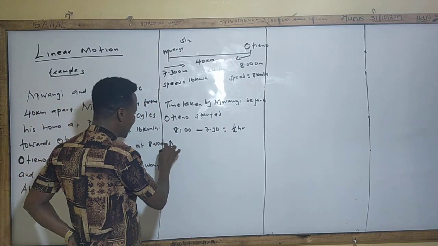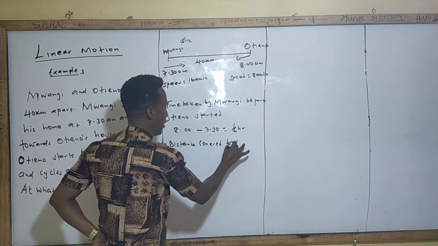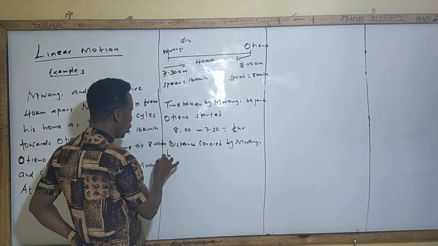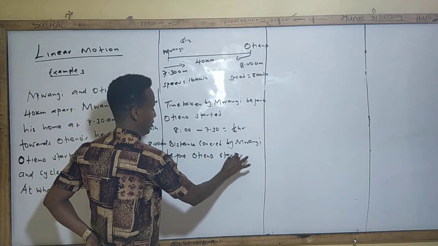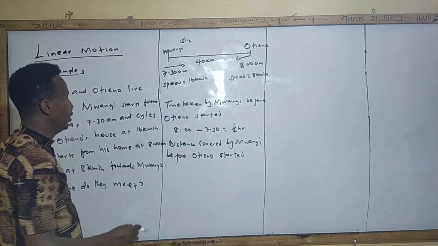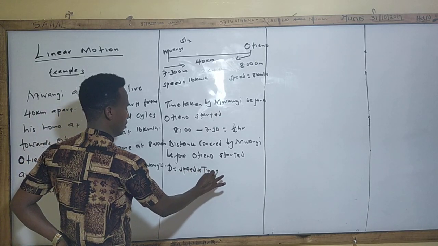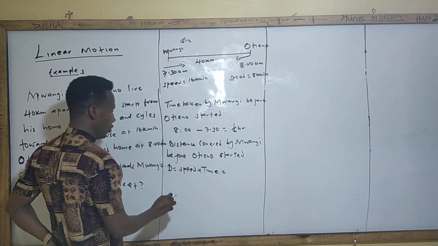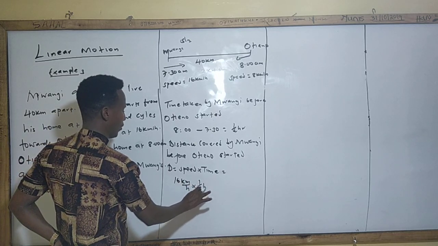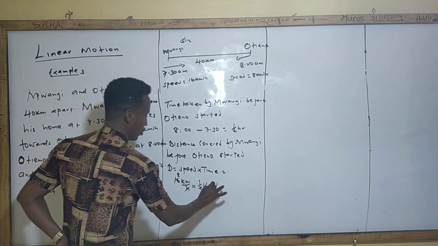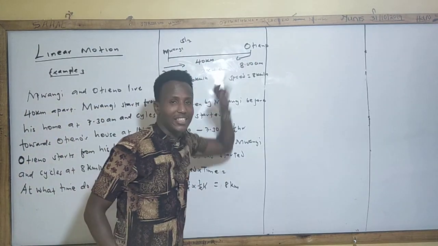Again, you're going to say distance covered by Mwangi before Otieno started his journey, okay? So let's get that. Distance is equal to speed times time. Our speed is 16 kilometer per hour times half an hour. Cancel this by 2, 16 divided by 2 is 8. So that is 8 kilometer. This is the distance covered by Mwangi before Otieno started his journey.